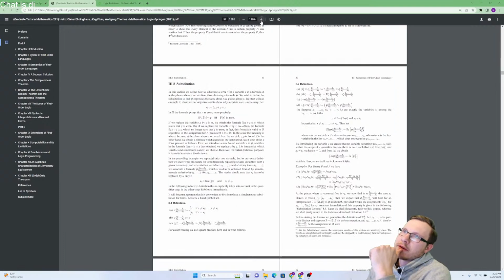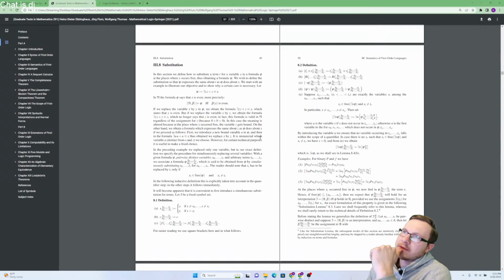In this section, we define how to substitute a term t for a variable in a formula at all the places where x occurs free, thus obtaining a formula. So replacing a variable with t. We wish to define the substitution so that psi expresses the same thing about t as phi does about x.